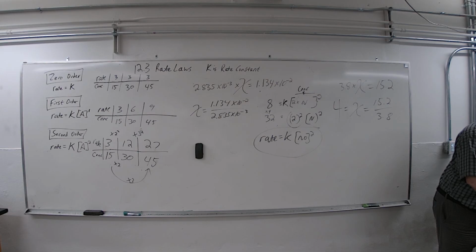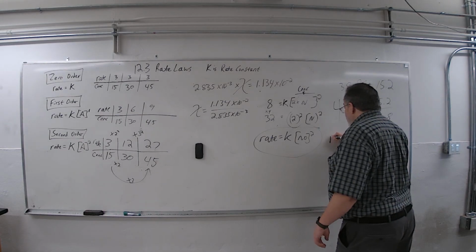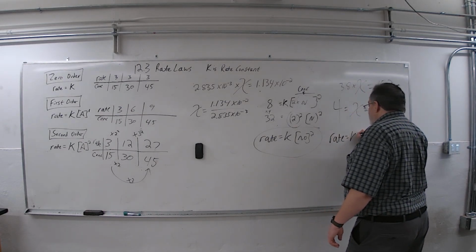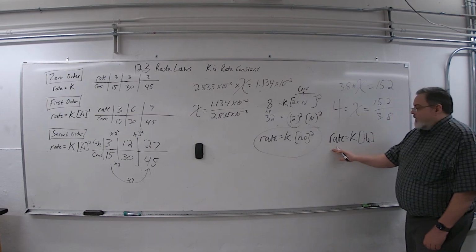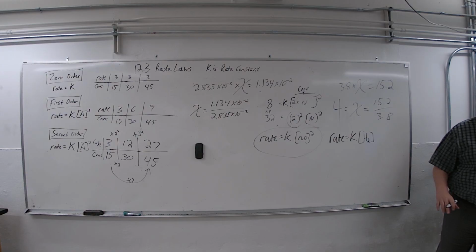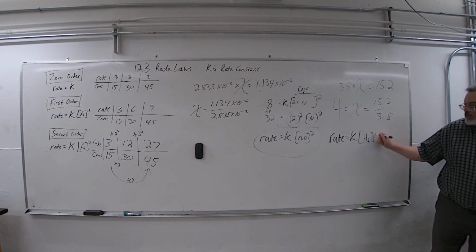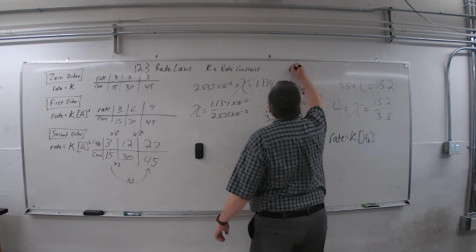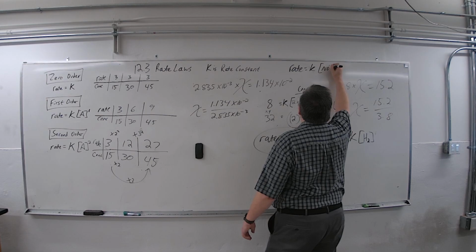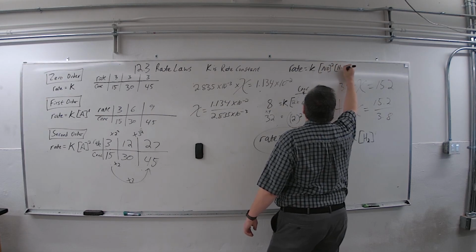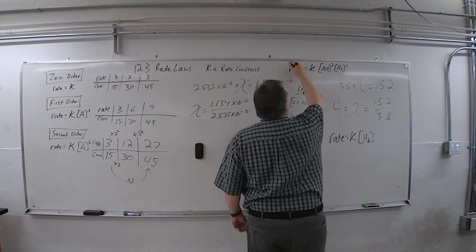Yeah. 113 times 2 is 226, so that's a factor of 2. So what's the order with respect to this one that's changing, H2? Rate went up by a factor of 2, and concentration went up by a factor of 2. First order. Which means overall we have, H2. Here's our equation.